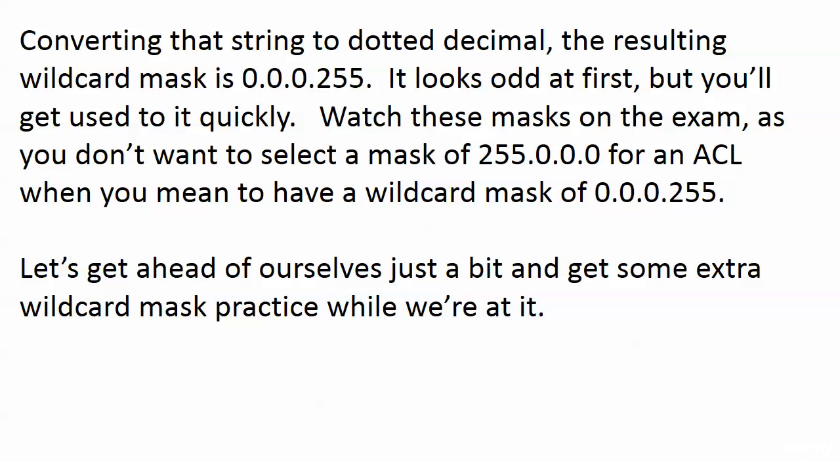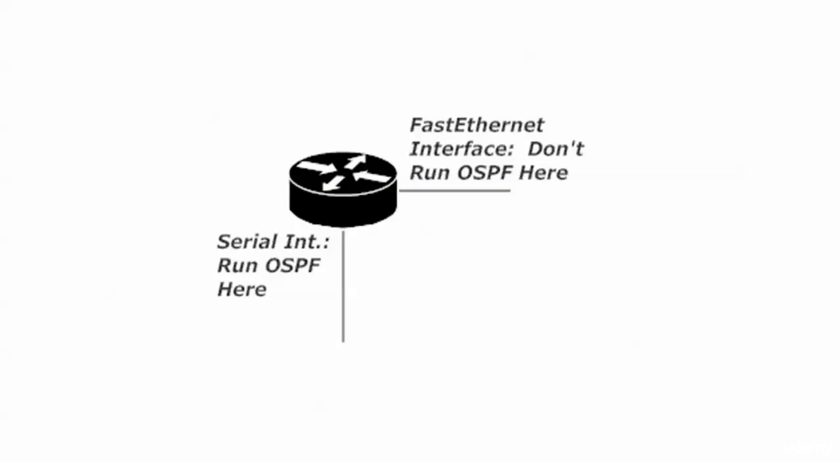We're going to get ahead of ourselves just a little bit here with a routing protocol and get some extra wildcard mask practice while we are at it. One challenge that RIP presents that we can work around with EIGRP and OSPF is when you have interfaces on the same major network number on a router, but you don't want to run a routing protocol on all of those interfaces. And I'll show you an example here.